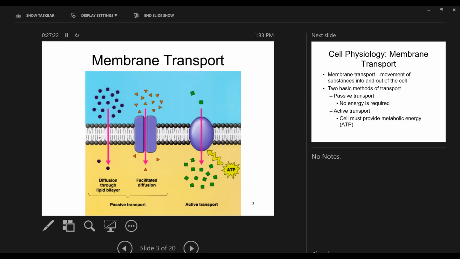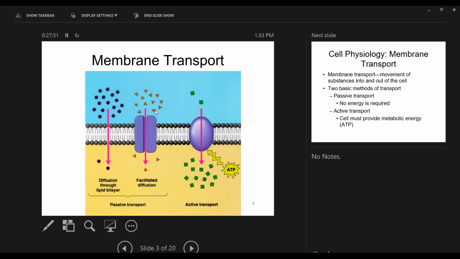We call this diffusion. Diffusion is movement from a high concentration to a low concentration. That's what's happening here. We see all these little purple spots. Well, they're gradually moving. I think they're purple. They're moving across the membrane to the inside of the cell. It's passive. We go from a high concentration to a low concentration. It's like it's going downhill.